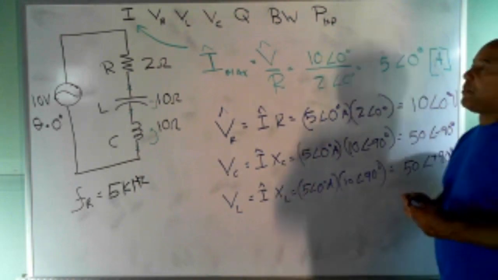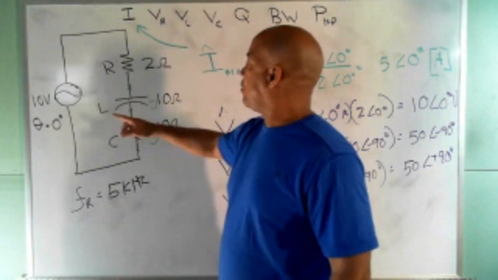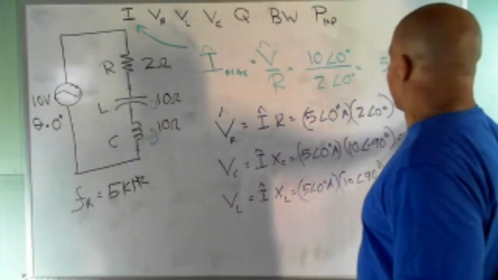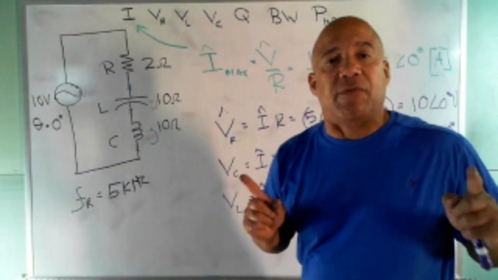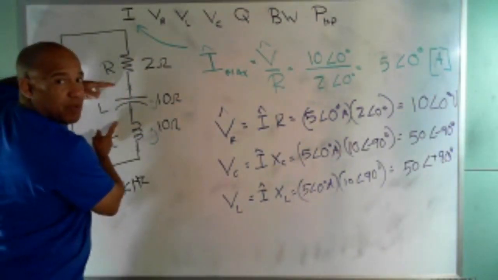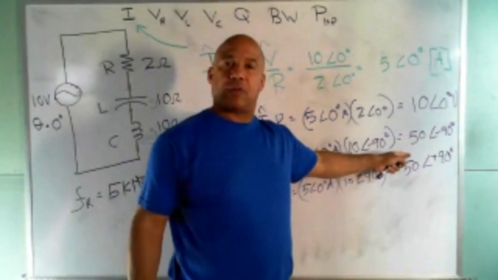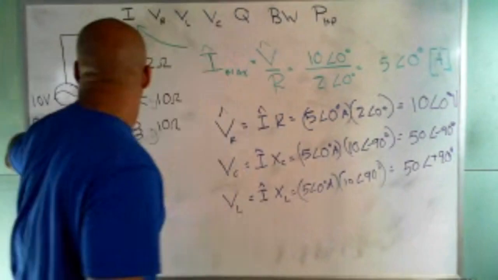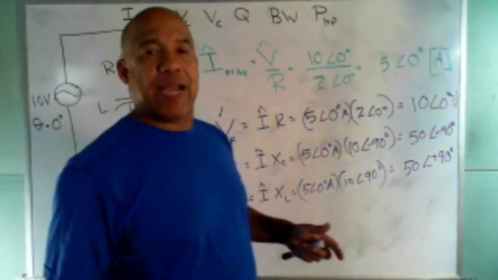Look, I only put across the circuit 10 volts. That whole 10 volts appears across my resistor. I got 10 volts across the resistor. And if I individually took a voltmeter or oscilloscope and measured across just a reactive component, either XC or XL, look, I get 50 volts. 5 times this over here, I get 50 volts. That's one way to know you're at resonance.